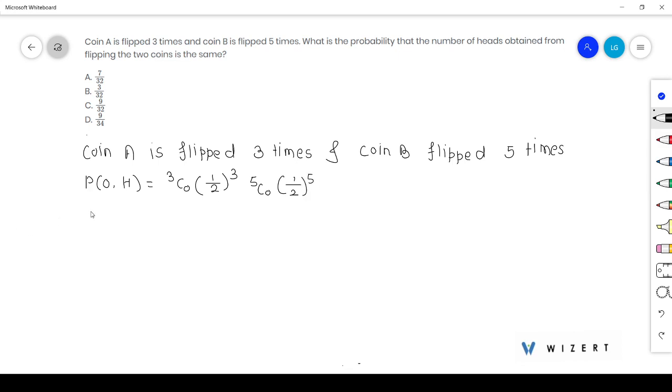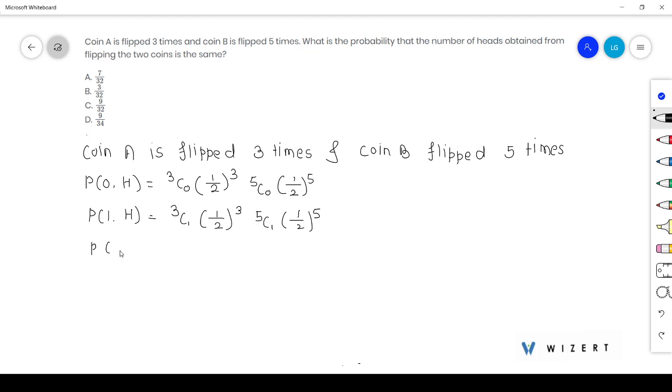Okay. Now, possibility of getting exactly 1 head, P of 1H. So for coin A, 1 head out of 3, it means 3C1, 1/2 to the power 3. And for coin B, 1 head out of 5, it means 5C1, 1/2 to the power 5.